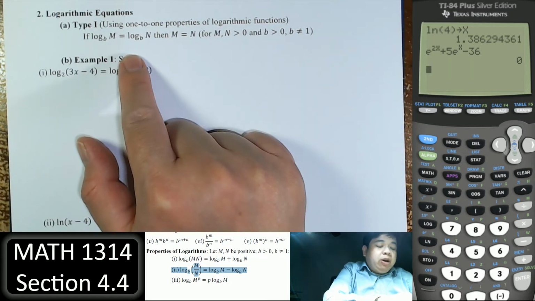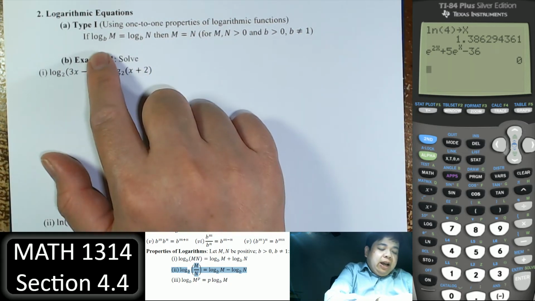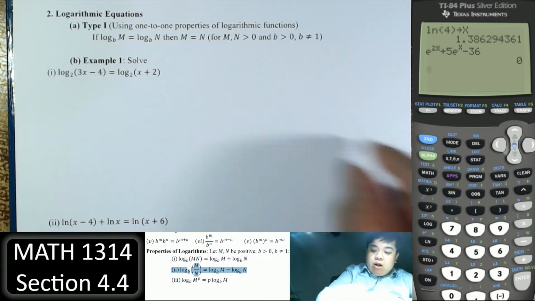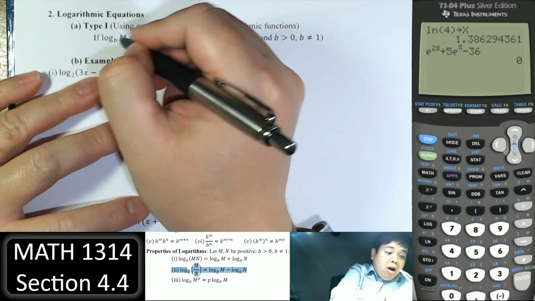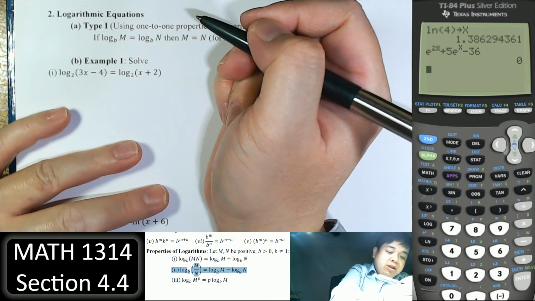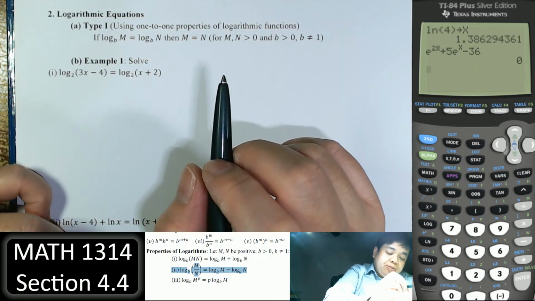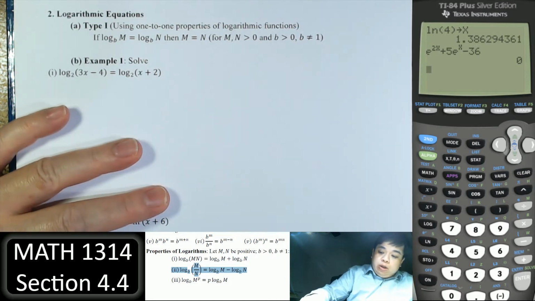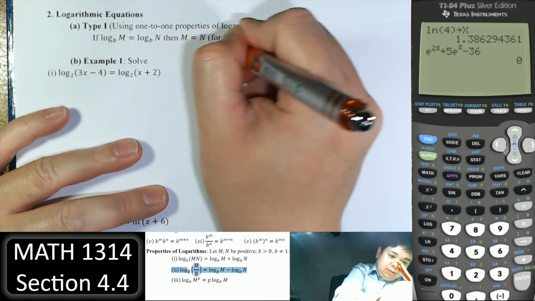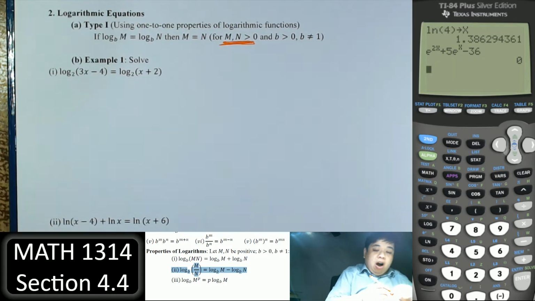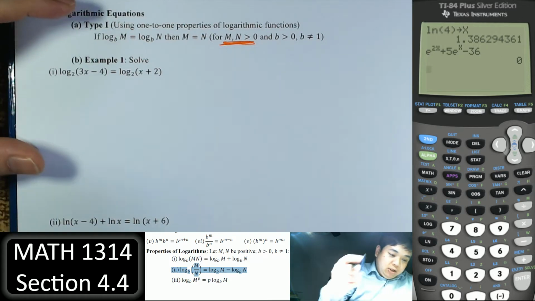Logarithmic equations. The first type: if we have the log on both sides, log base b and log base b, if the log has the same base on both sides, that cancels out and the arguments will be the same. Just make sure whatever it is, the argument of the log must be positive. Otherwise, we have the log of a negative number, which is undefined. Right, so look at this.